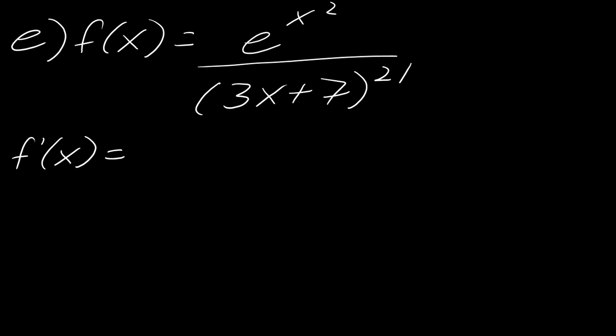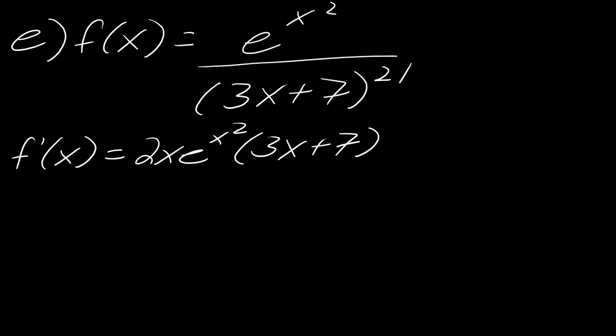So okay, taking the derivative of the top, I know that's 2x e to the x squared, and I multiply that by the bottom function. I don't touch it. And then I take the derivative of the bottom function, which I'm just going to go ahead and write that out.